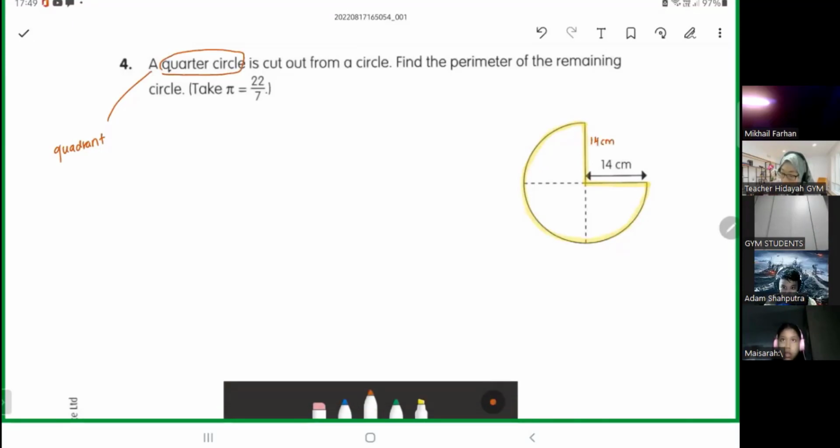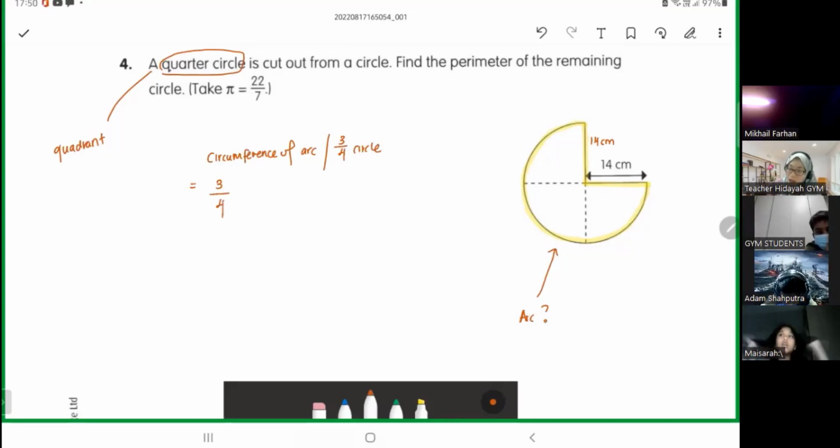We must list down. My issue is what is the arc? That's what I want to find right now. So let's find the length of the arc, or the circumference of that 3/4 circle. Circumference of arc, or you can say the 3/4 circle. Make sure you put a 3/4 circle there.